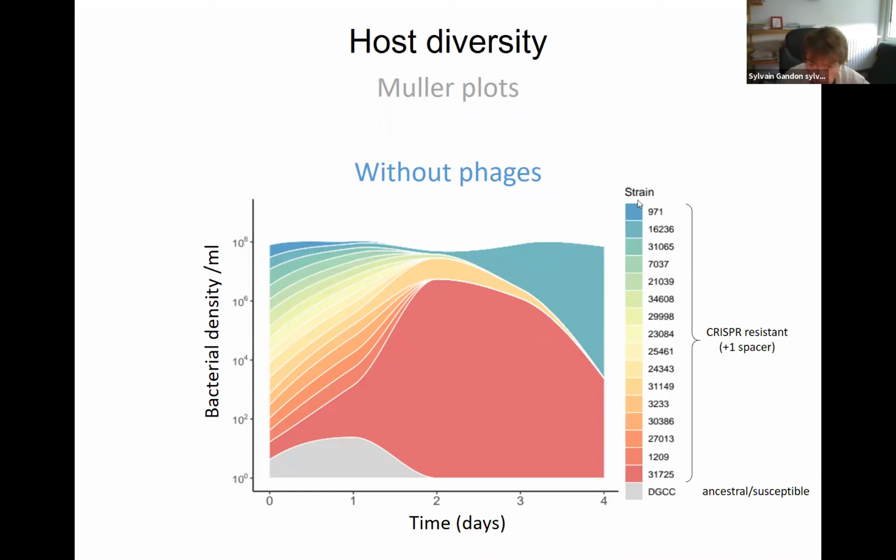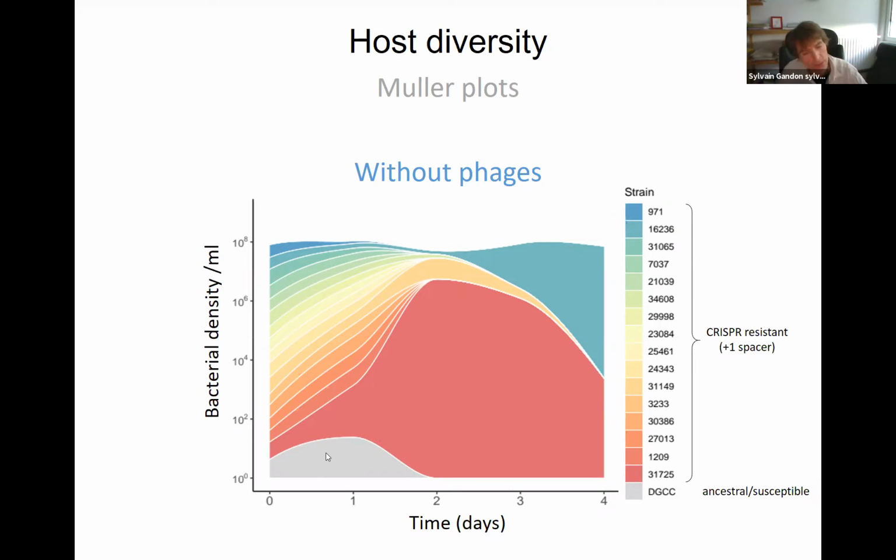The color code refers to the fitness of those bacteria. By fitness, what I mean is that we just inferred fitness from the change in frequency from day 0 to day 1. So for example, here you see that the red one has the highest fitness because it's the one that increased most in frequency between day 0 and day 1.